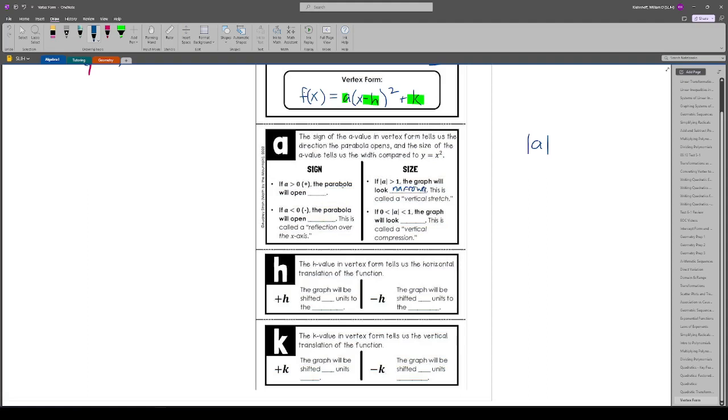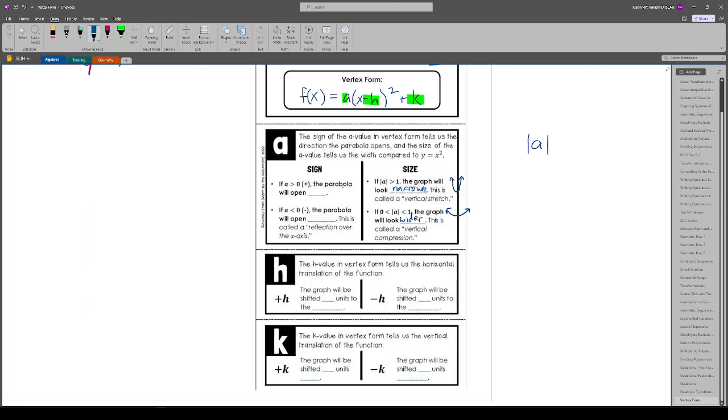And if the absolute value of a is between 0 and 1, so less than 1, but remember absolute value is always positive, then the graph will look wider, which is vertically compressed. And if you want to draw next to it in your notes, this one's going to be tall and skinny, and this one's going to be flat and wide like that.